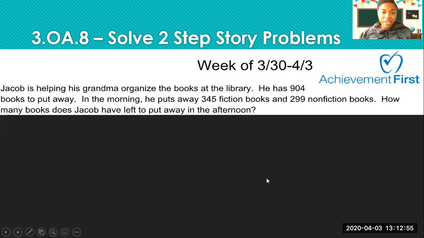Here's our problem of the day. Jacob is helping his grandma to organize the books at the library. He has 904 books to put away. In the morning, he puts away 345 fiction books and 299 nonfiction books. How many books does Jacob have left to put away in the afternoon?